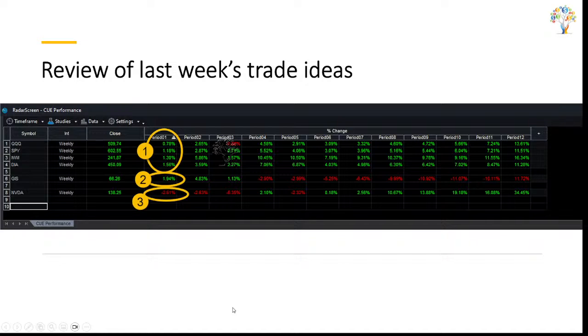Review of last week's trade ideas. Last week the market went up and I shared only one buying idea, GIS, in the last market recap that outperformed all the market ETFs. In fact, I shared in the last market recap, I bought it before Friday, so my profit was higher than 1.9%. And also in the last market recap, if you go back and rewatch, I shared Nvidia's chart.